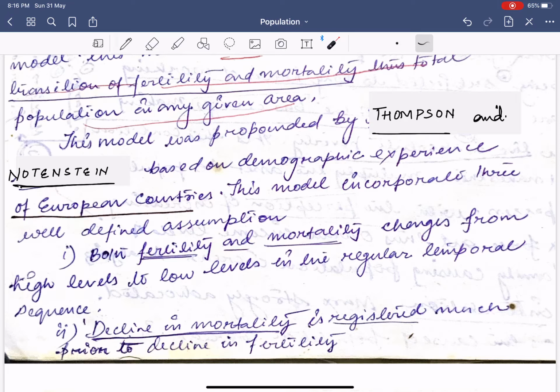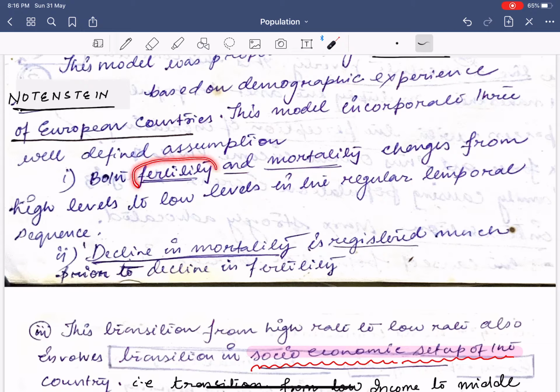Now, this model incorporates three assumptions. These are the three basic assumptions upon which this complete model has been developed. First is that both fertility and mortality change from a high level to a low level in a regular temporal sequence, or a regular time sequence. What does the statement mean? The statement means simply that fertility is nothing but the number of births given by the women during the fertile period, and mortality is nothing but the number of deaths.